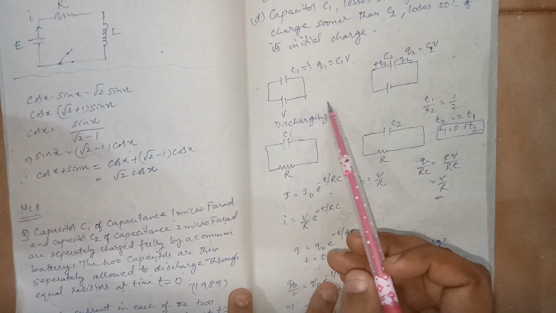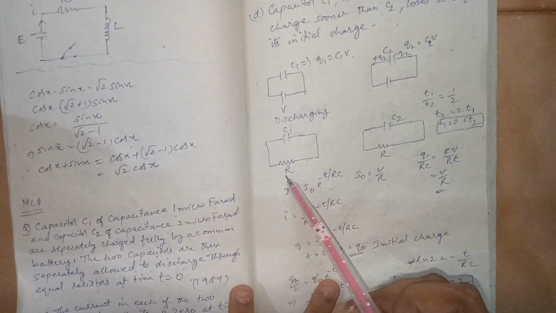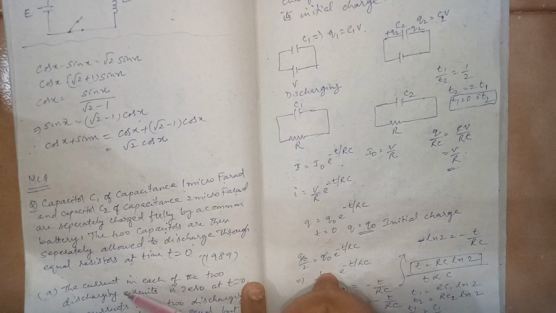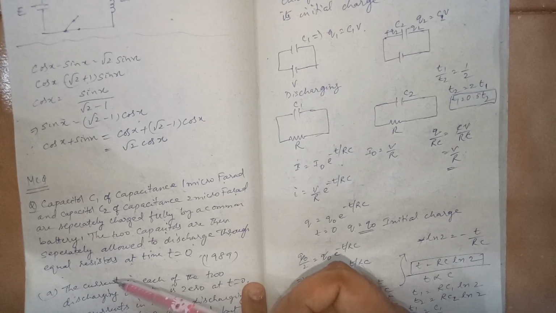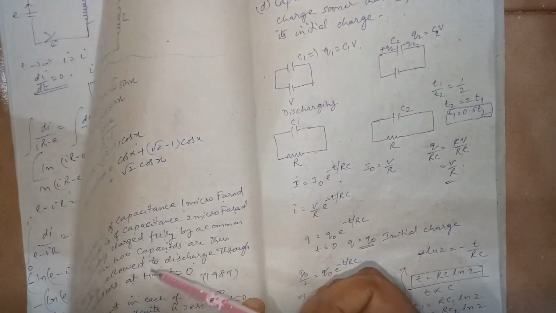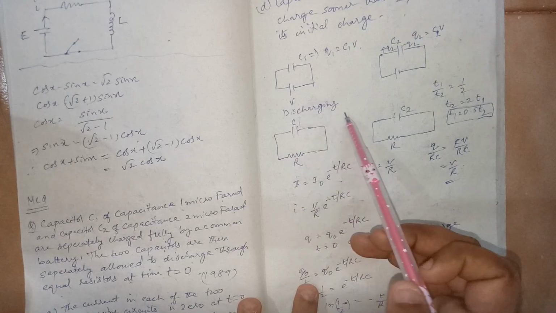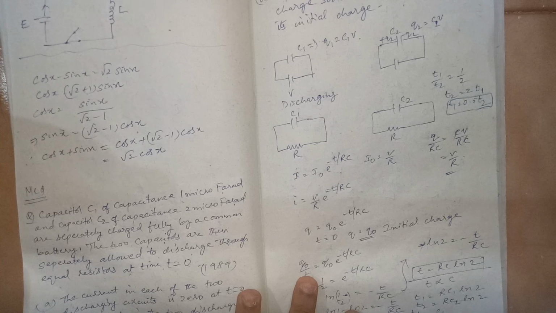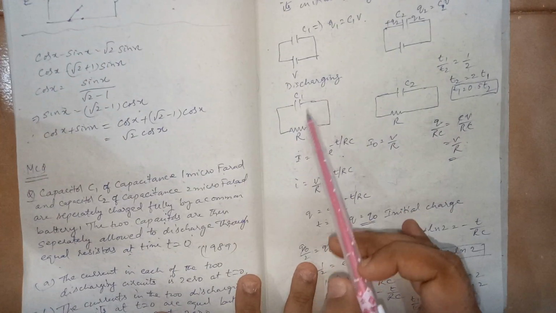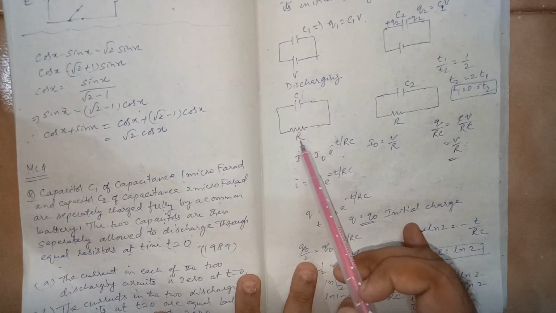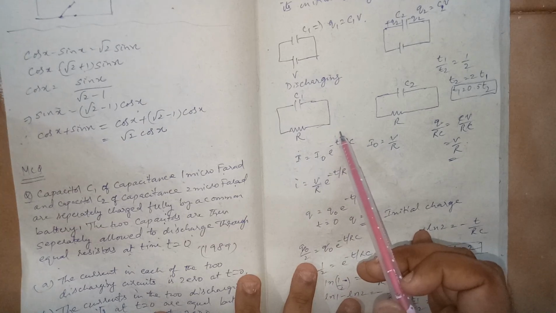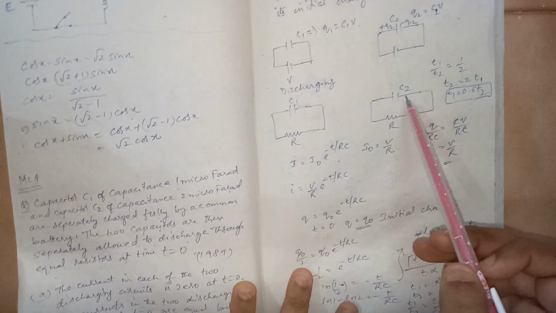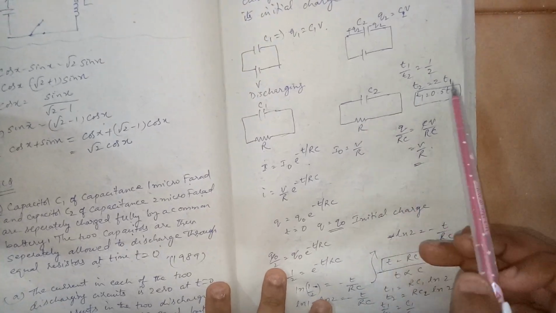Now while discharging, what do we do? We remove the battery and we connect a resistor. In this case, the same value of resistance is given for both the capacitors. We are now trying to discharge the capacitor plates. So the figure will be like this. This is a capacitor plate. We have connected a resistor. It's an RC circuit. And in the case of capacitor 2, it will be like this.